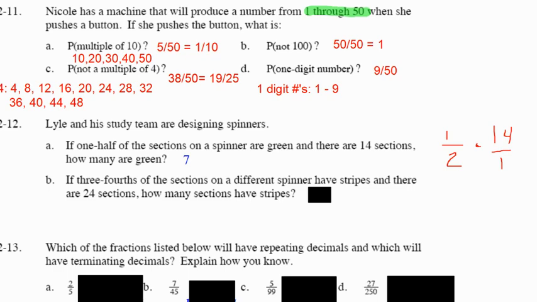If 3/4 of the sections have stripes, and there's 24 sections, how many have stripes? So I want to see 3/4 of 24. Again, show your work. And this is the answer, but just the answer is not adequate.